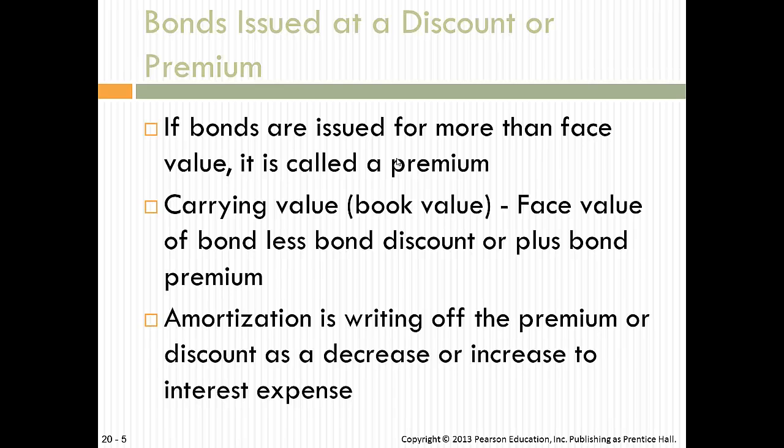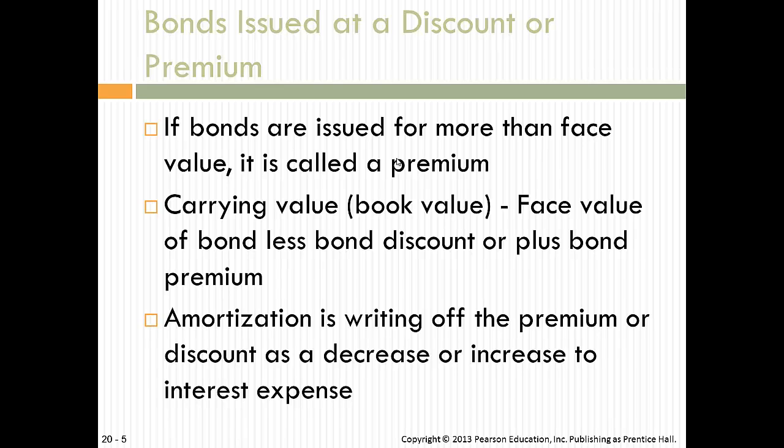The same thing can happen if the contract rate is actually higher than the market rate. In that case, the corporation can sell the bonds for more than the face value. The difference between the face value and the sale price is called a premium. Bond discounts and bond premiums are recorded in special general ledger accounts. The carrying value is the face value of the bond minus bond discount or plus bond premium.